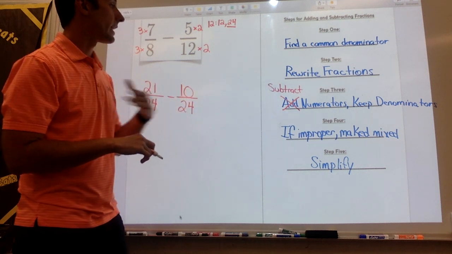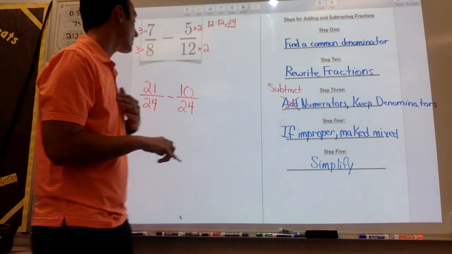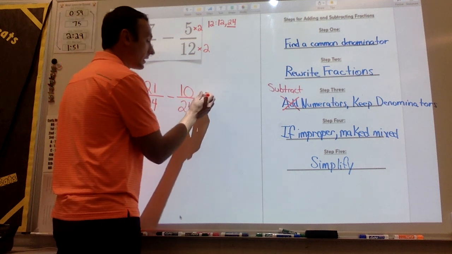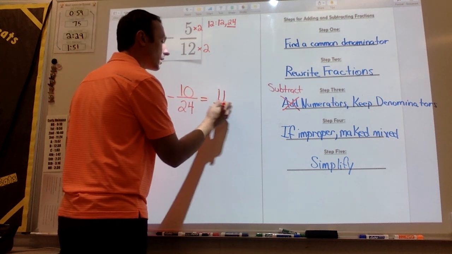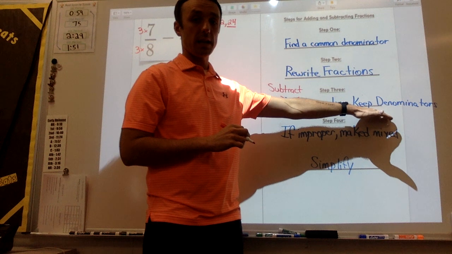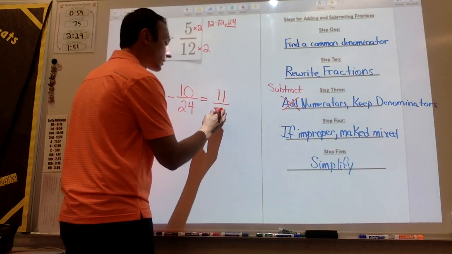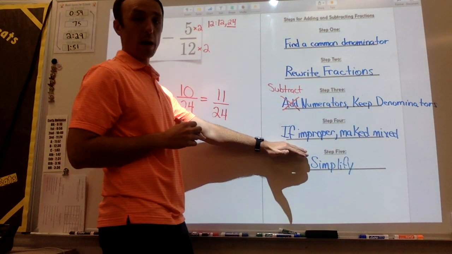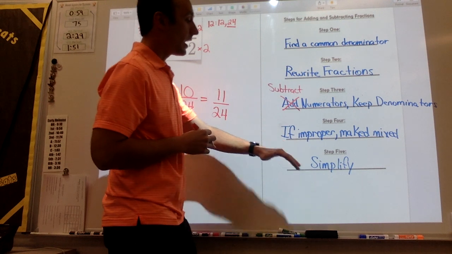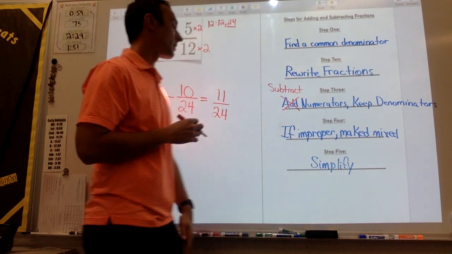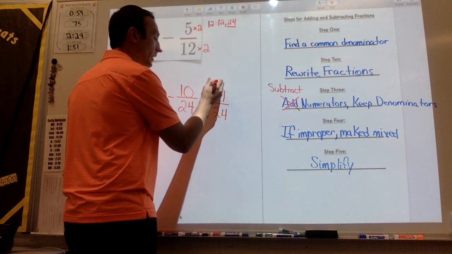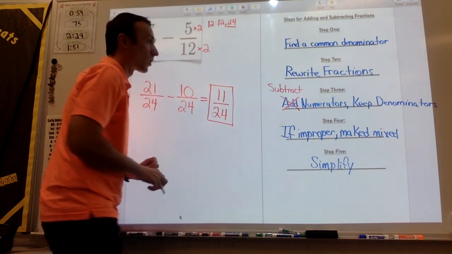After rewriting my fractions, I now need to subtract my numerators. So 21 minus 10 is 11. And I keep my denominators the same. So it's going to be 11 24ths. This is not improper, so I don't need to worry about making it mixed. And I also do not need to simplify it. It's in simplest terms. So there is my answer, 11 24ths.